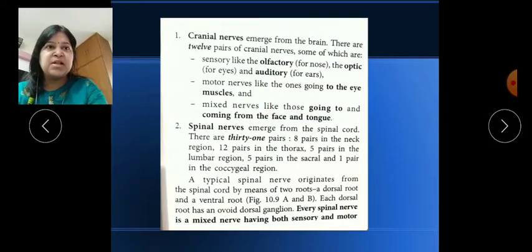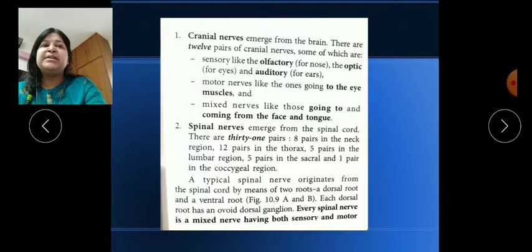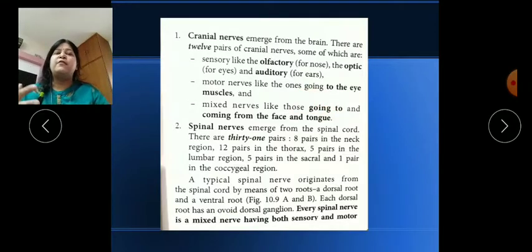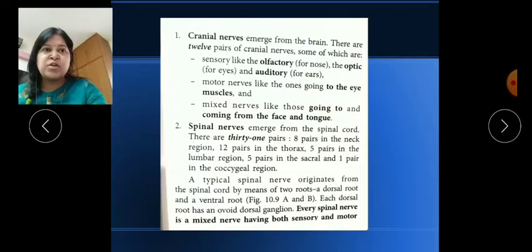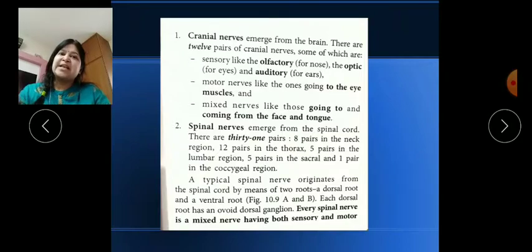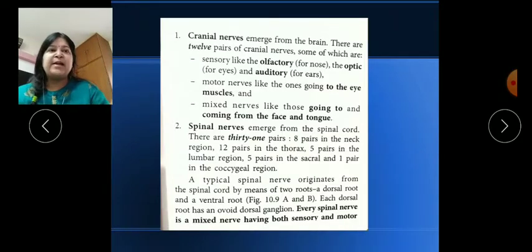Okay, cranial nerves. Now motor nerves are the nerves going to our eyes and the muscles attached to them. Mixed nerves, like associated nerves, also run from the sense organs to glands or muscles, providing the messages.